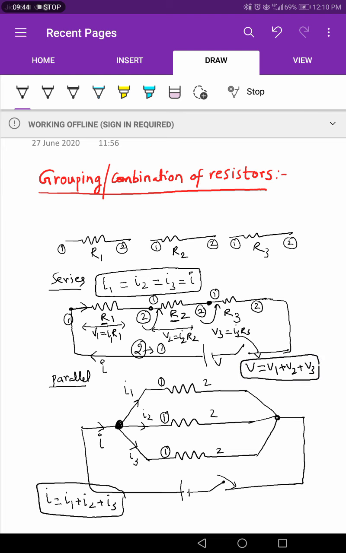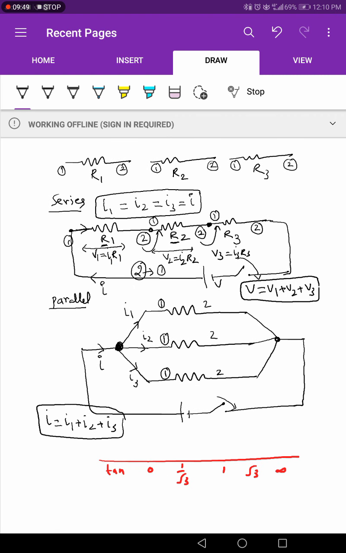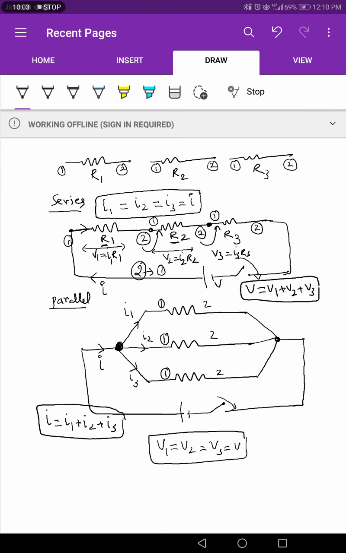But if we see the parallel combination, the current is dividing but not the voltage. So voltage V1 is equal to V2 is equal to V3, that is equal to V. That means the potential difference across each resistor will be the same in parallel, and the current is the same in each resistor in series. So this is the explanation about the series and parallel combinations.